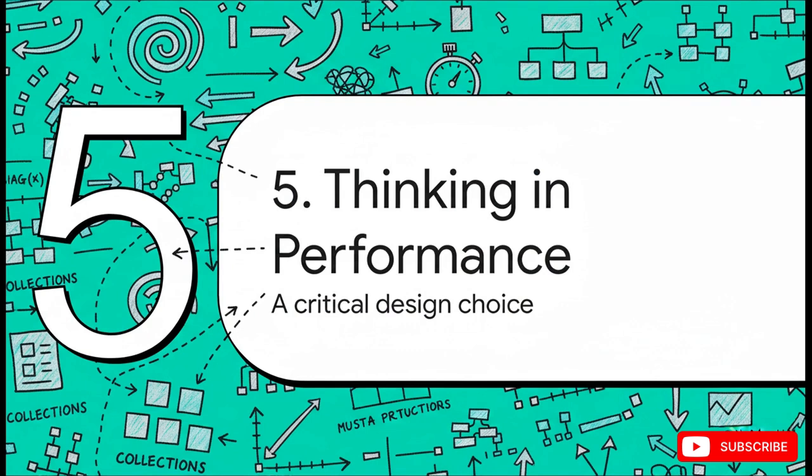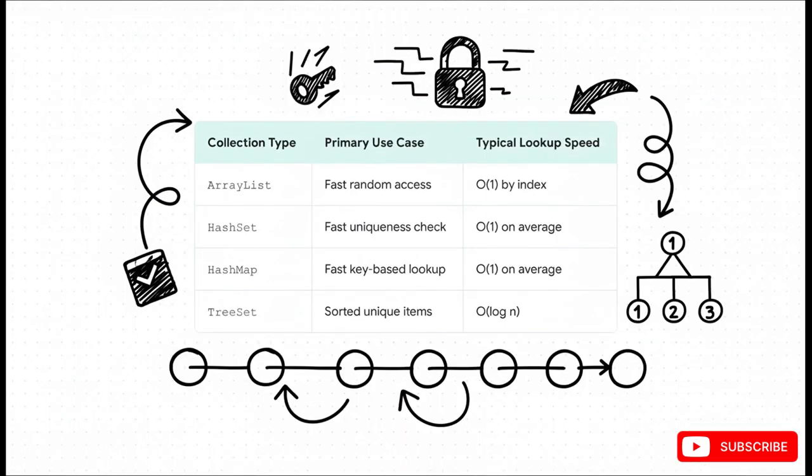We've covered what to use and how to use it safely, but there's one more layer to this: performance. Choosing a collection isn't just a matter of convenience, it's a critical design decision that has a direct impact on the speed and efficiency of your application. Now, this slide is basically a cheat sheet that turns complex computer science theory into a practical guide.